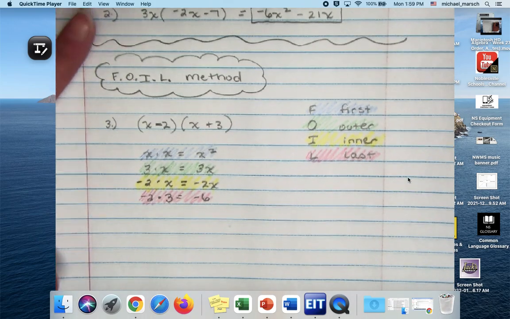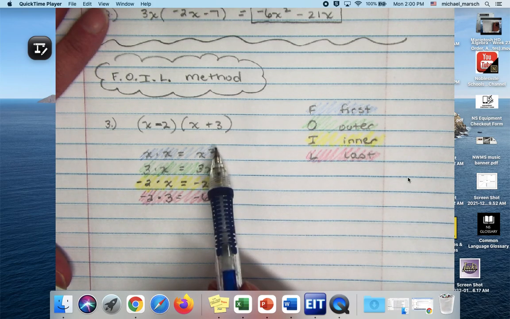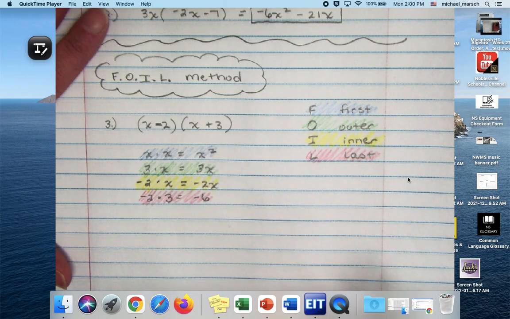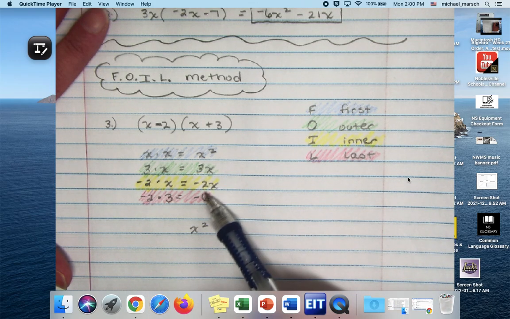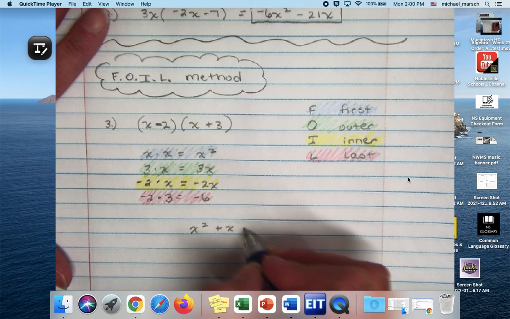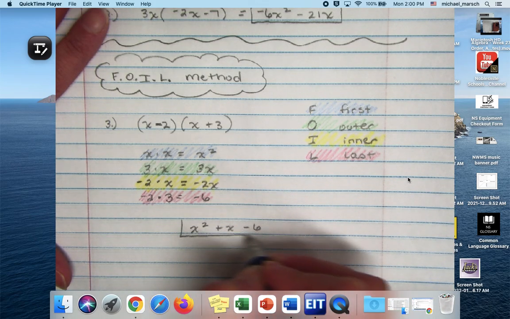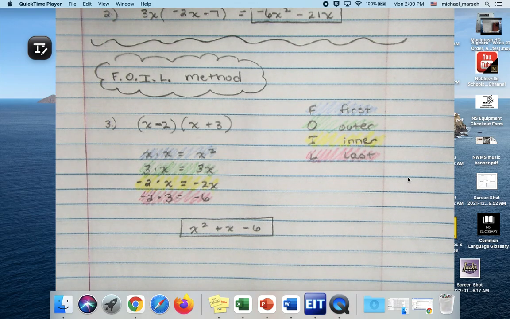So then what I would do is write a polynomial by combining all of these. So I have nothing to combine with x squared, so I just have x squared. What's 3x minus 2x? 1x. And then I just have a negative 6. And there's my answer. Isn't that so exciting? No. Woo! It's FOIL! Okay, you can go ahead and write this down.